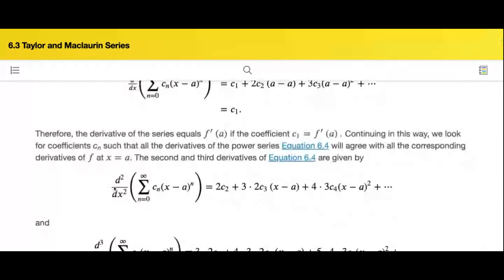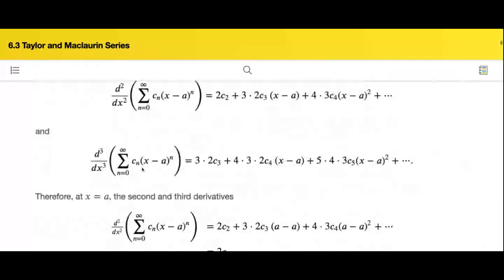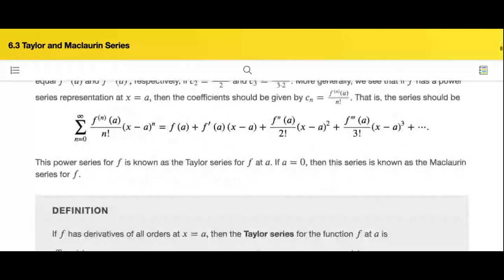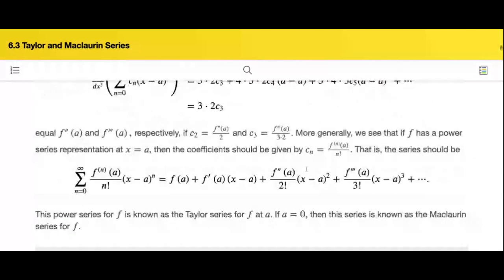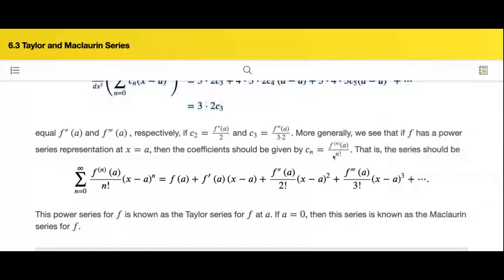Second order, we get 2C2. Third order, we get 3 times 2 times C3. Well, we could see this is 2 factorial, 3 factorial, right? And so on and so forth. So this is telling us the Cn is closely related with the derivative of the function. And what do we do? Because we have this factorial as coefficient, we need to offset with that. We'll offset that with a divide by n factorial.